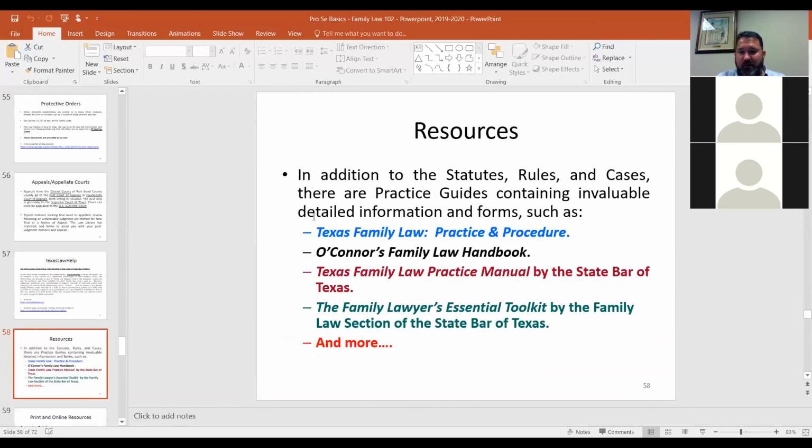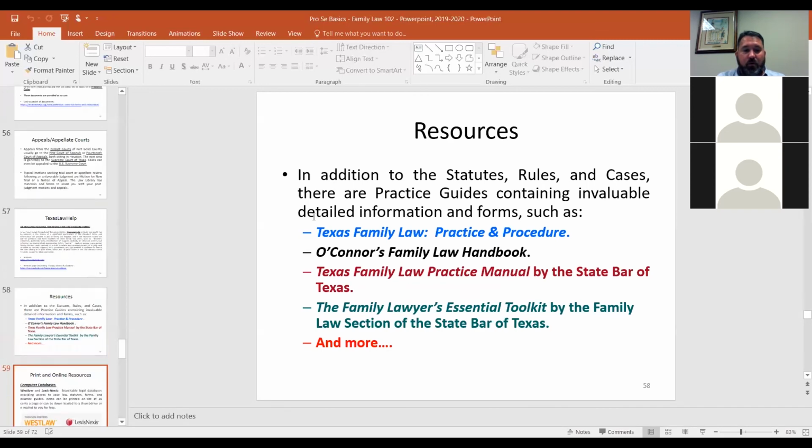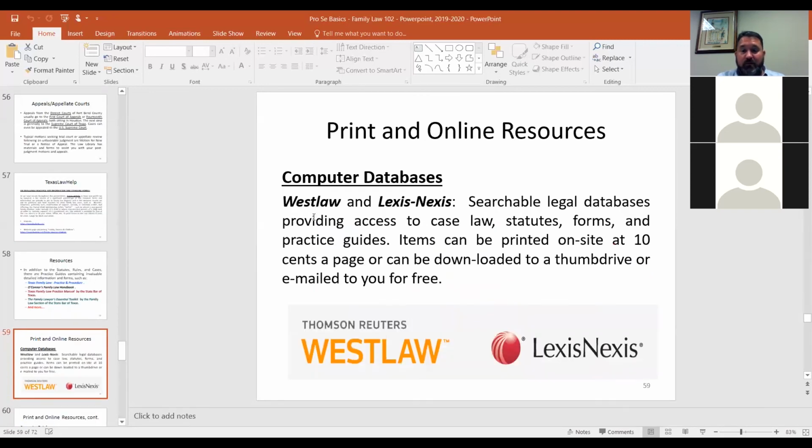Talking about the resources we have here, we have really multiple things: forms, practice guides, statutes from different publishers. So it's not just one. We have O'Connor's, we have Lexis Publishing, we have things through Westlaw and the State Bar of Texas. So there's more than one resource to gather information and forms. And we have a great law library here as far as the resources we have available for you. And there are many ways it can be delivered to you as well.